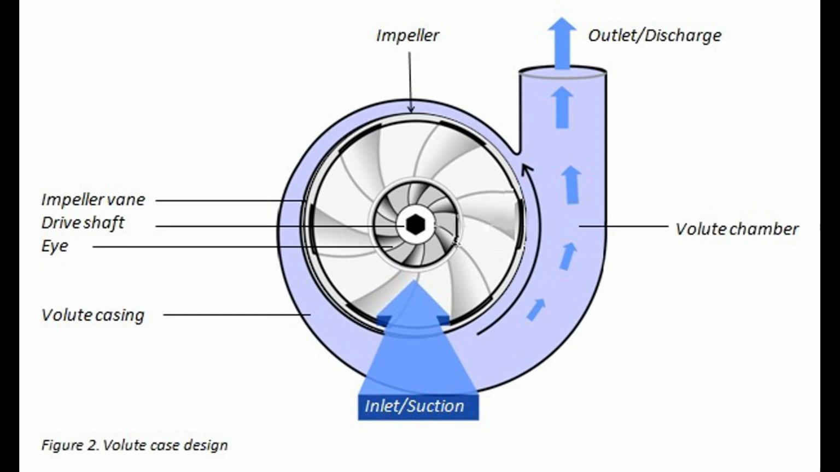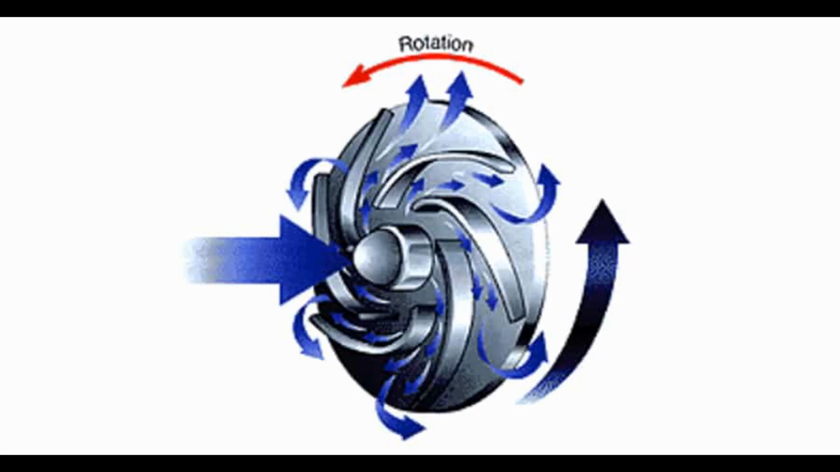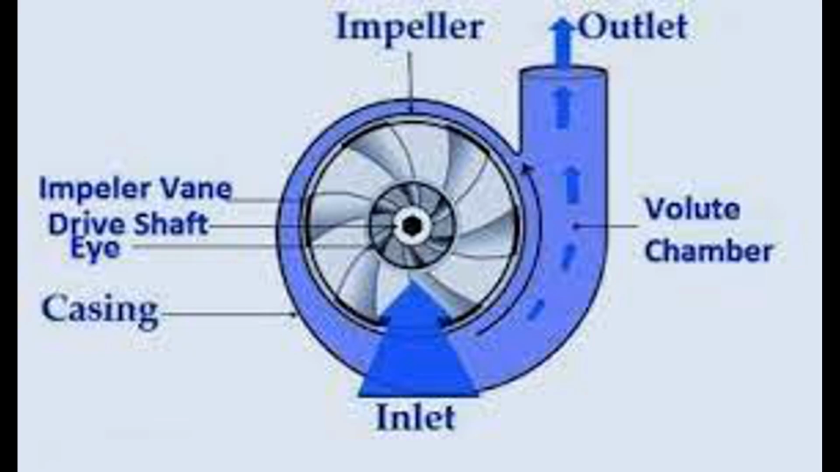Axial flow centrifugal pumps, also known as axial pumps or propeller pumps, are a type of centrifugal pump where the fluid flows parallel to the pump shaft, entering and exiting the impeller in the axial direction. Unlike radial flow centrifugal pumps, where the fluid enters radially and exits radially, axial flow pumps have a different flow path. Here are the key features and characteristics of axial flow centrifugal pumps.